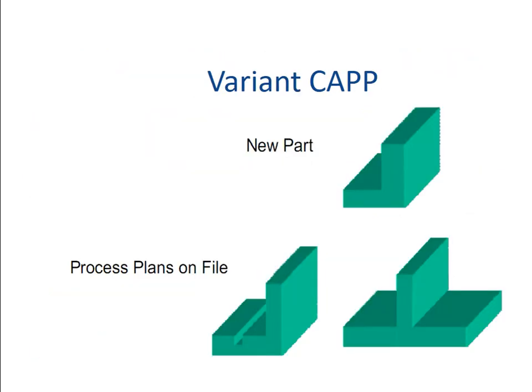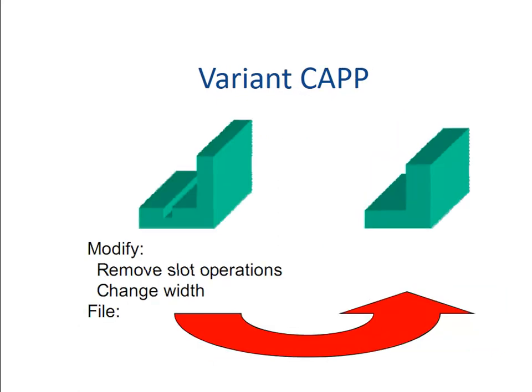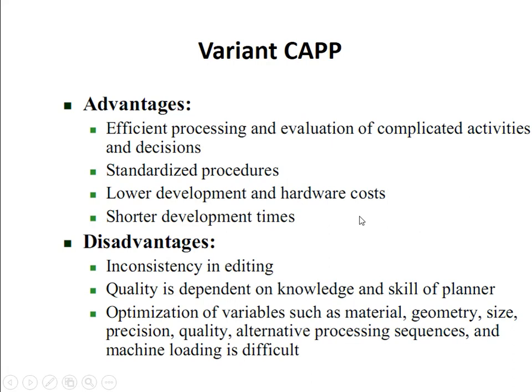So this is the example, where a new part is there and the process plan on file is to get a slot. In between, you want to modify it, so you can remove the slot operation and change the width, which is removing this particular width. Instead of slotting, they are cutting over here with the width. So these are the advantages, you can go through it, it is self-explanatory anyway.